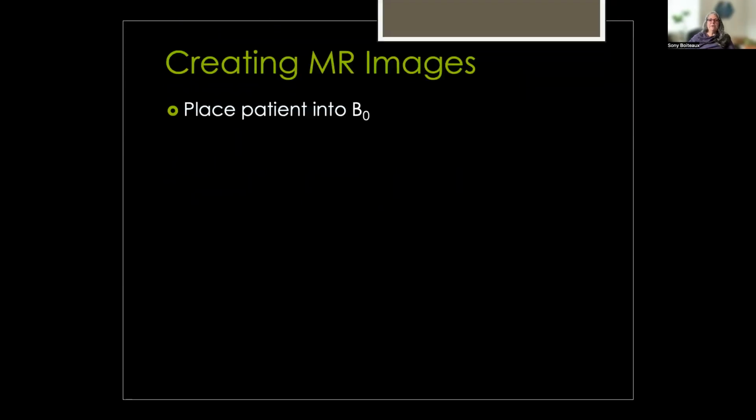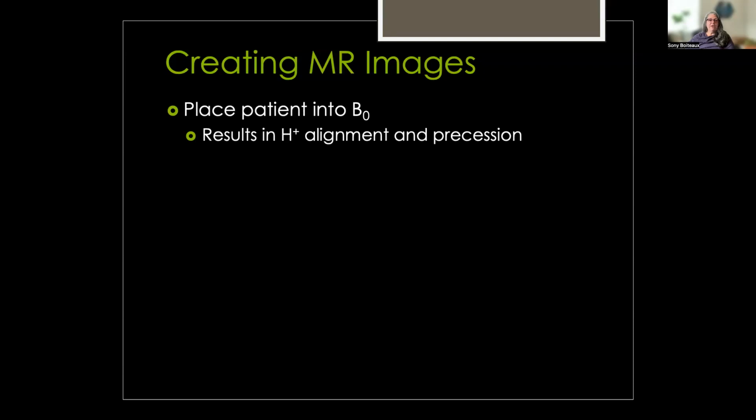All right, so a little bit more of an overview on creating the MR image. Of course, we place our patient into that main magnetic field or B0 field, and that's going to cause the hydrogen in our patient to align with that magnetic field.